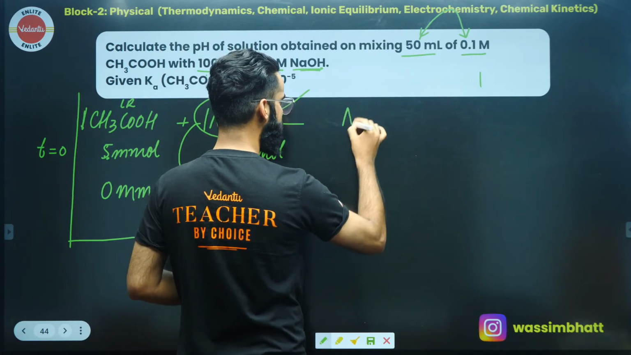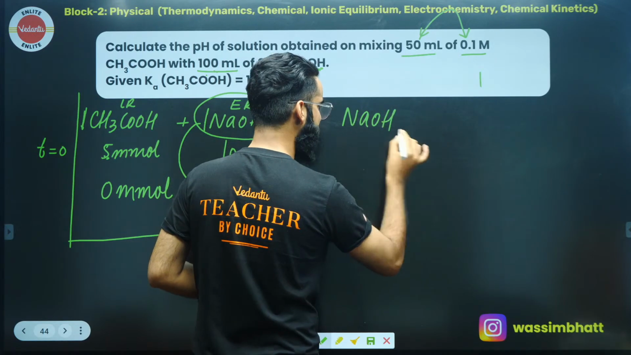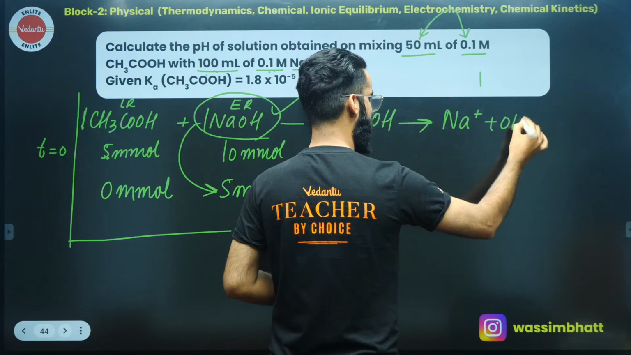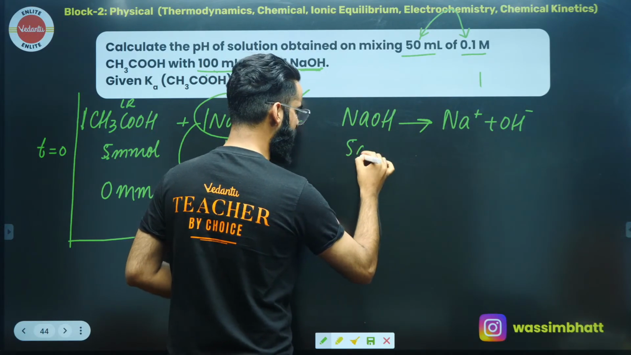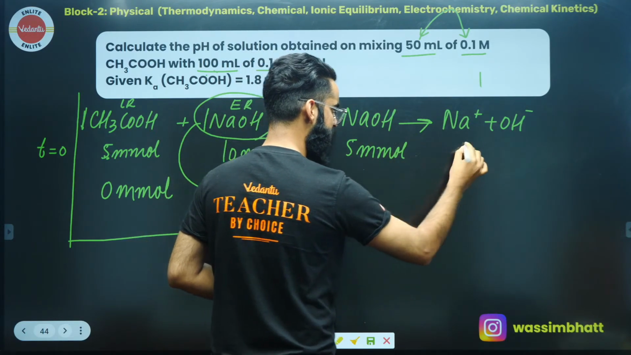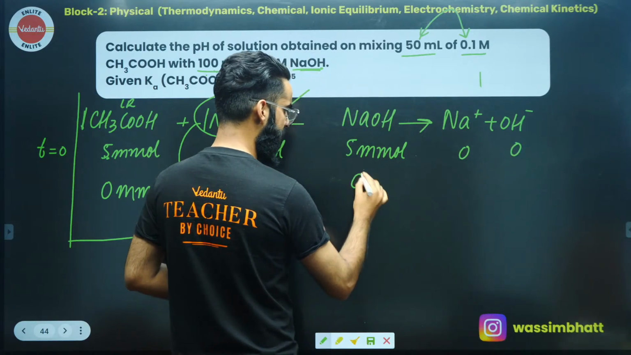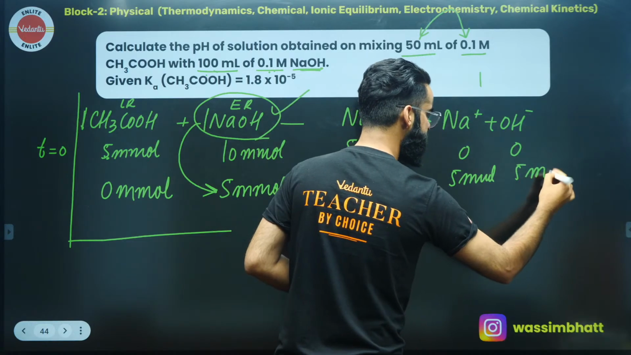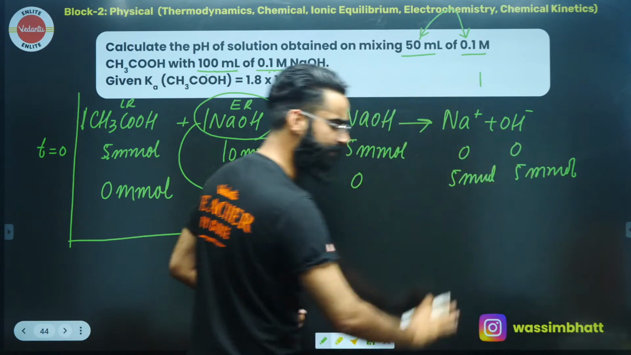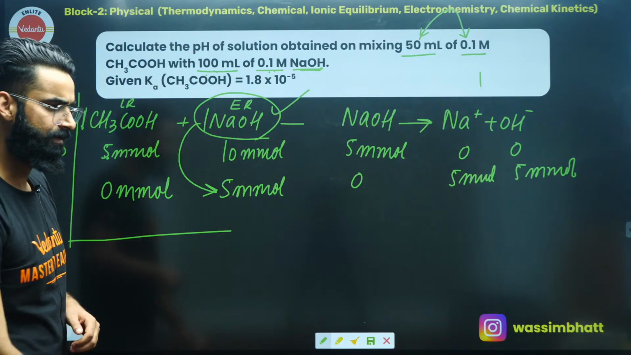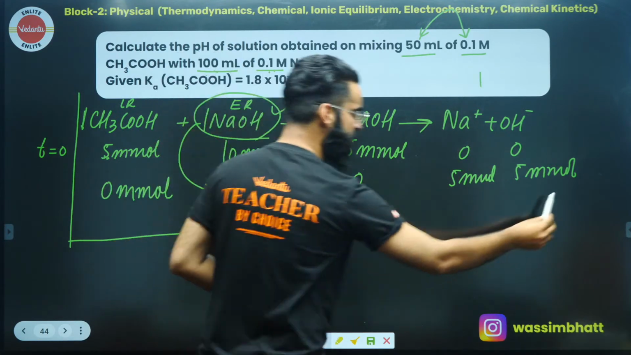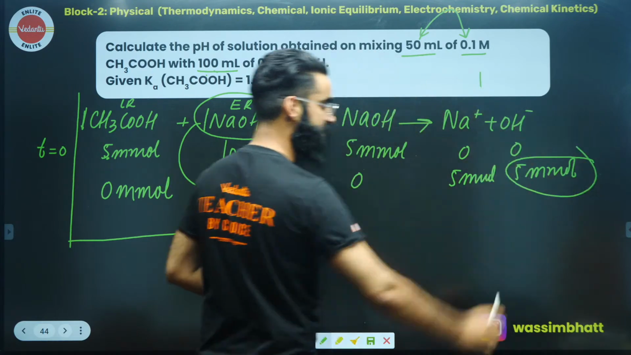So I must say the NaOH which is left in the container would have dissociated as Na positive and OH negative. There are 5 millimoles of strong base left in the container. Now it would have dissociated completely. So you get the millimoles of OH negative which are finally present in the container. My dear people, if I ask you how many millimoles of OH negative are finally in the container, you will say 5.